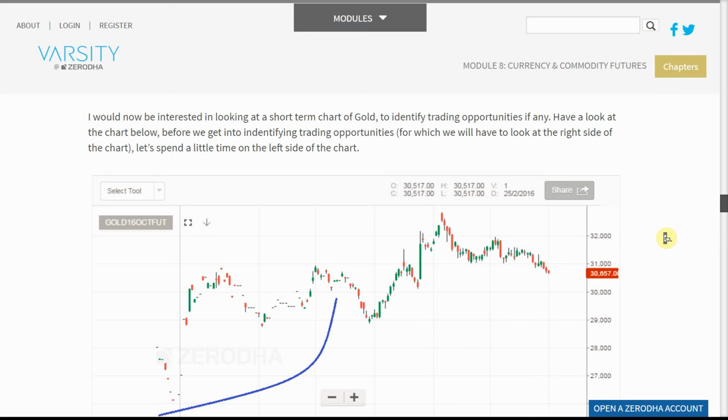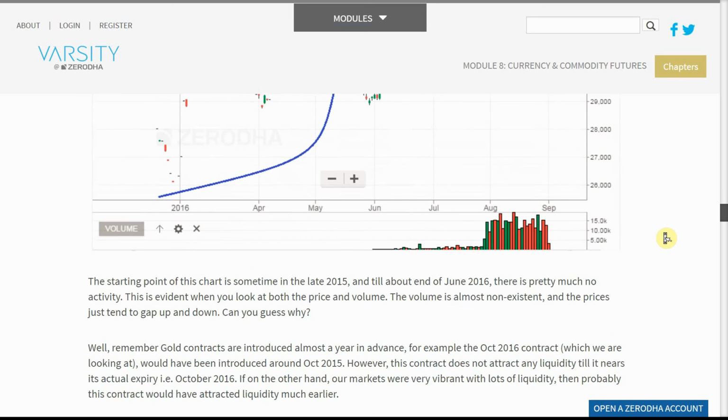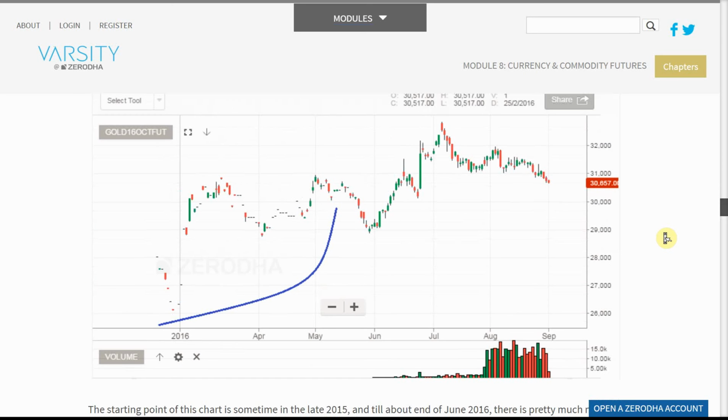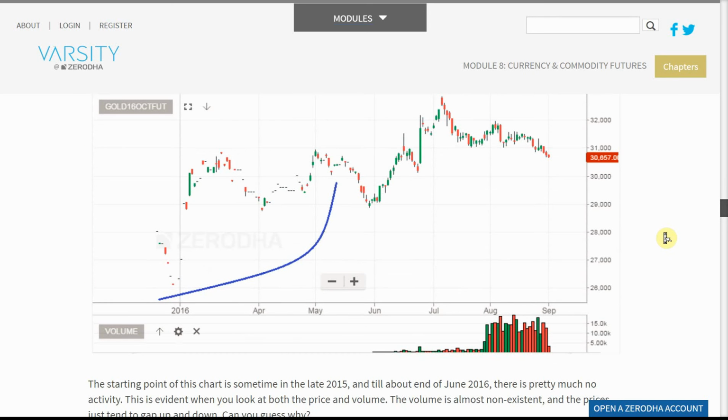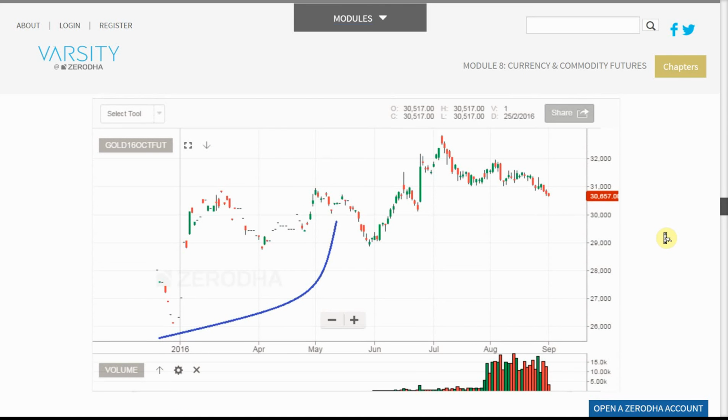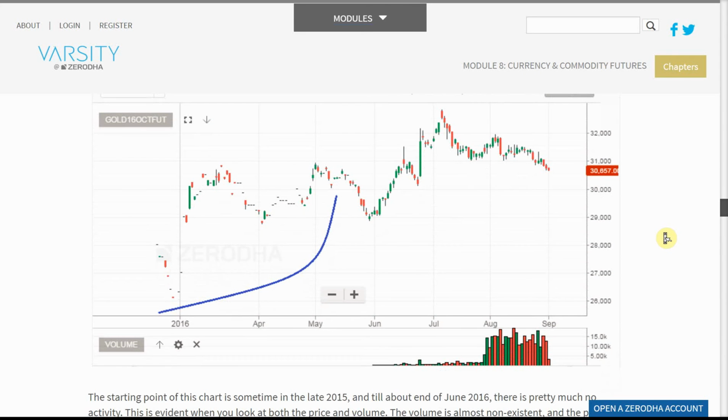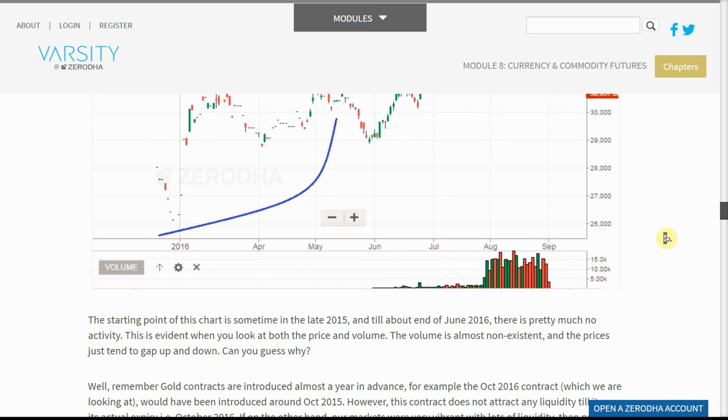Before we get into identifying trading opportunities, for which we will have to look at the right side of the chart, let's spend a little time on the left side of the chart. The starting point of this chart is sometime in late 2015 until about end of June 2016. There is pretty much no activity. This is evident when you look at both the price and volume. The volume is almost non-existent, and the prices just tend to gap up and down.